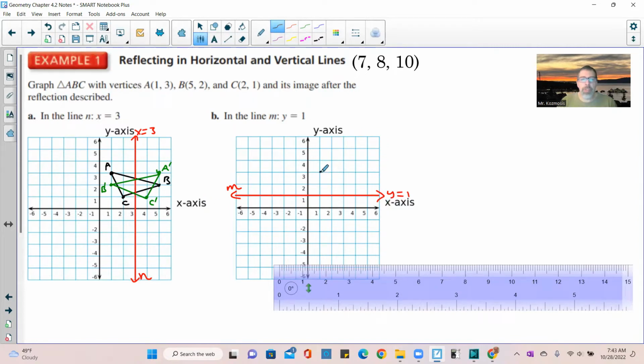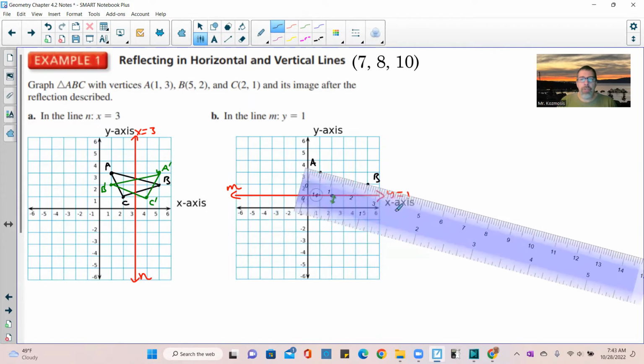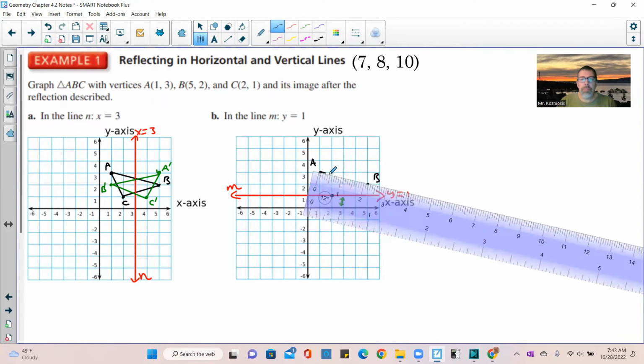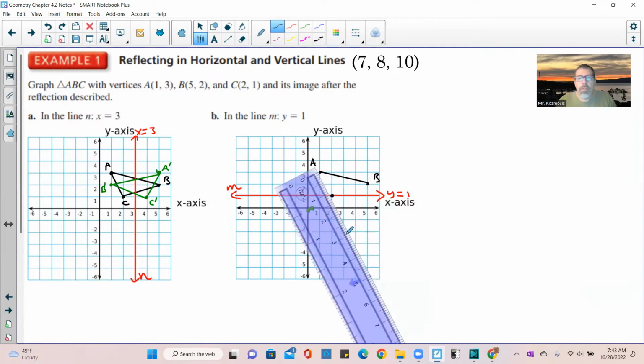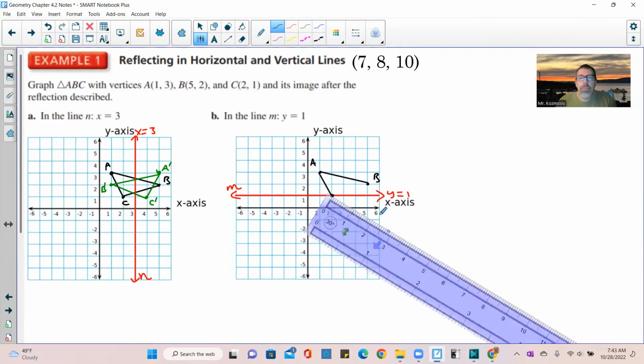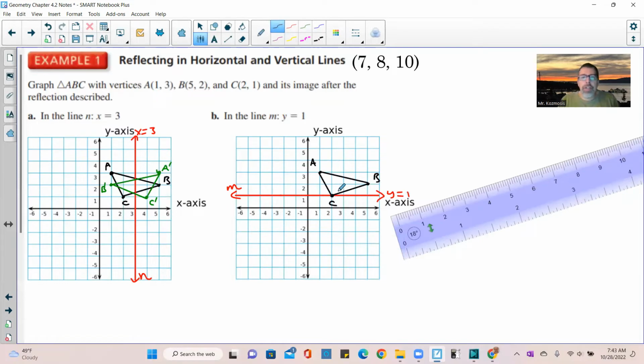So that's over 1 up 3 is A. B is 5, 2. 5, 2 is right here. There's B. And C is over 2 up 1, right there. Okay, and so then again, I'm going to plot my lines. Okay, a little tedious, but it's not that bad. And this is C. So there's the triangle ABC. Again, it's identical to this one because it was the same coordinates.